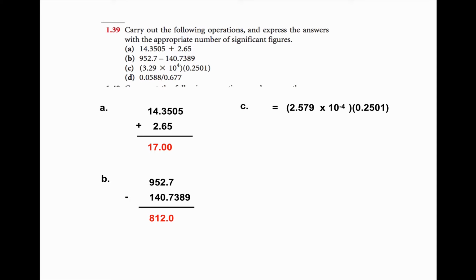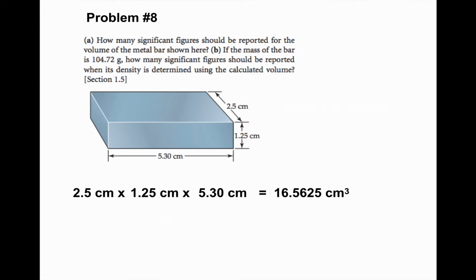C is different. This is multiplication. In this case, you just look at the number of significant figures in the measurement. So a 4 sig fig measurement multiplied by a 4 sig fig measurement. My answer would be in 4 sig figs.